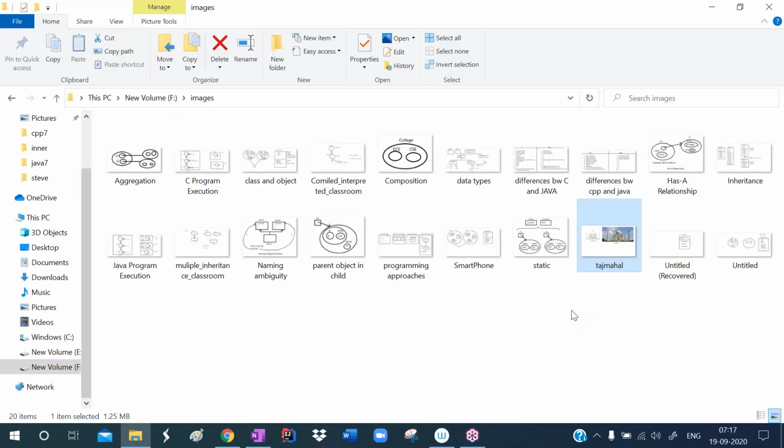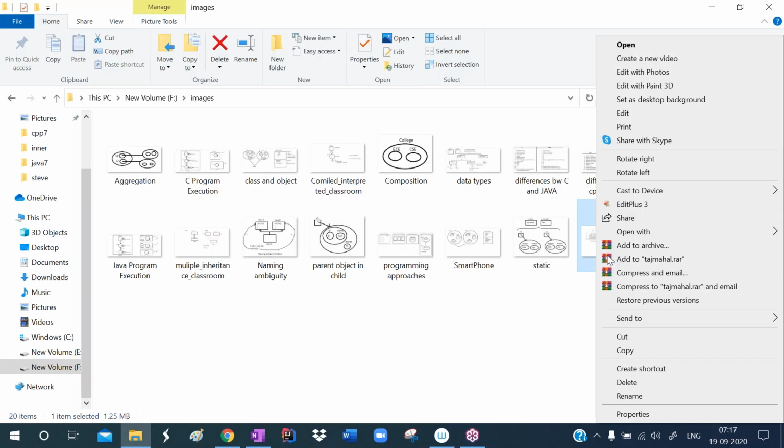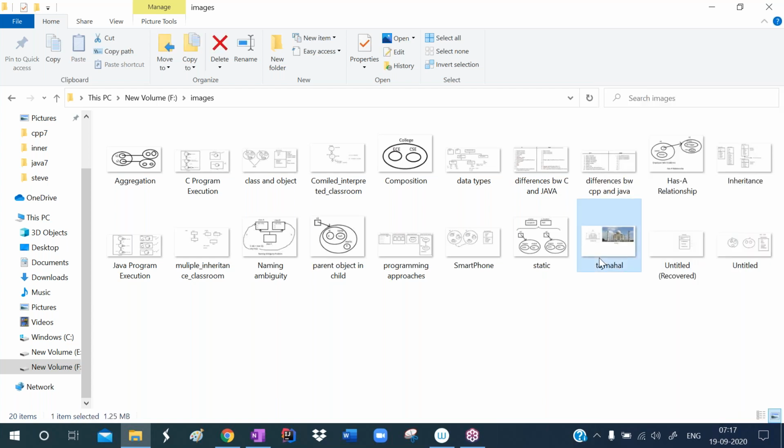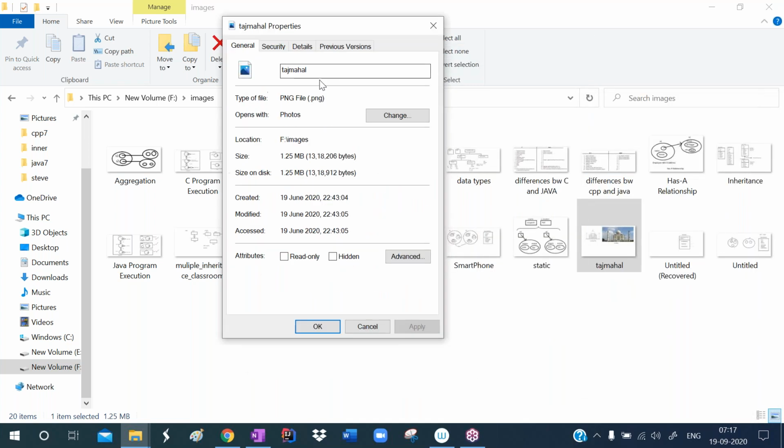Now I want to see how much memory is occupied by this image. For that, I'm right clicking on it and selecting properties, which gives information about the file to me. This file is in the F drive, in the images folder, at that location. This file format is .png.